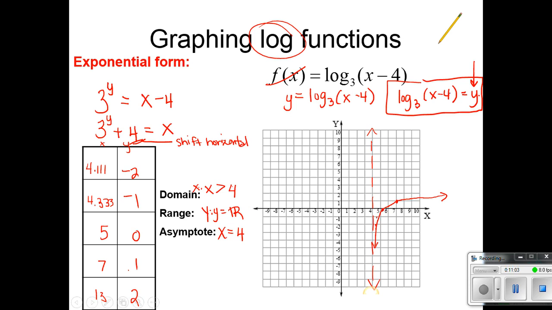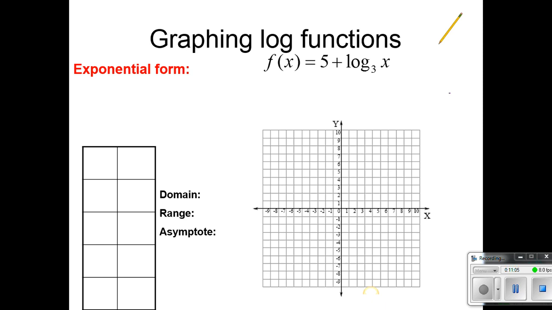Okay, let's try one more. All right, again, always trying to get these in exponential form. So y equals 5 plus log base 3 of x. I'm going to rewrite this as 5 plus log base 3 of x equals y. Okay, in order for us to write this in exponential form, what you need to know is that it's always important to get the log base of whatever that is alone. So we have to get this alone.